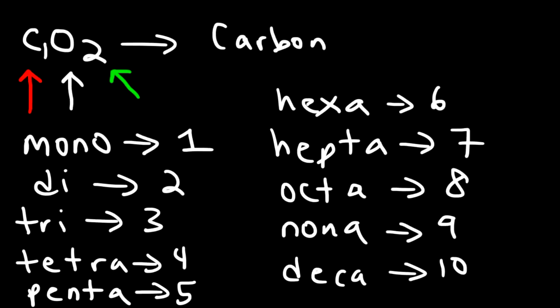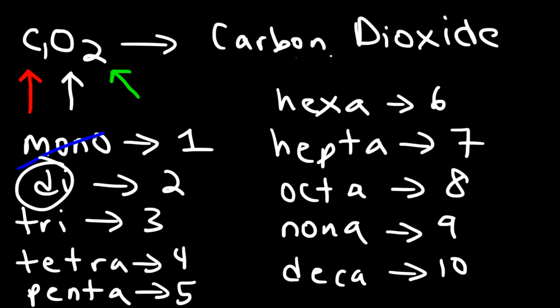Now, we don't have to say monocarbon. If there is a 1 or no number at all, you can disregard the word mono. For everything else, you do have to use the prefix. Now, this is true only for the first element. For the second element, you do have to use the prefix mono. Now, we do have di because of the 2, so instead of saying carbon oxide, we're going to say carbon dioxide.